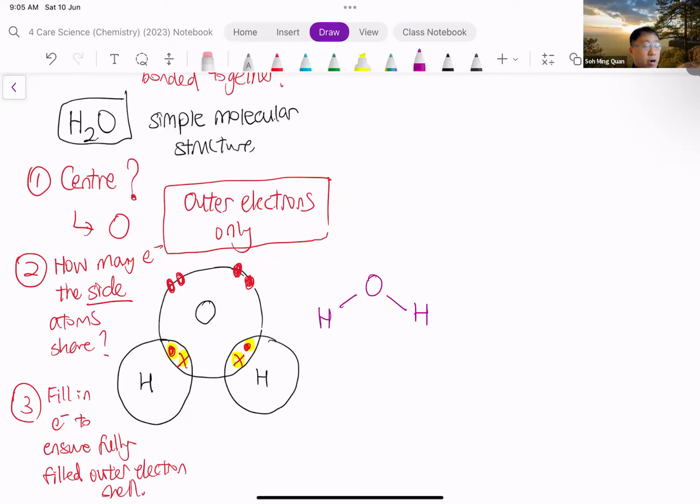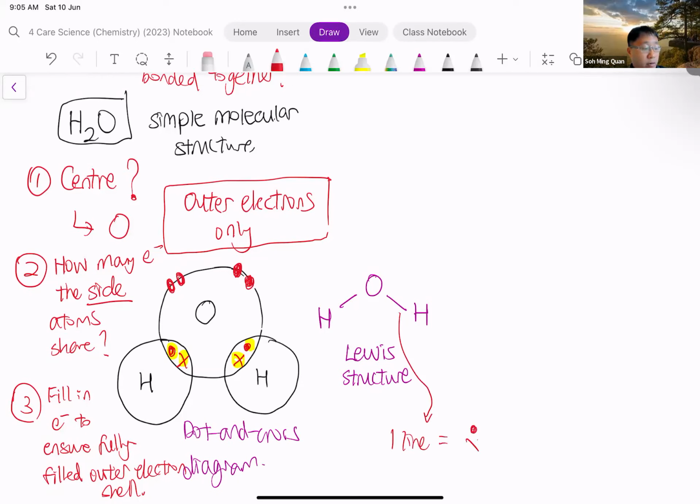Okay, now this is called the Lewis structure, named after the chemist who used this structure. Whereas the one on the left is called a dot and cross diagram. Okay, now the Lewis structure shows the covalent bond as a line. So every line, one line equals to one dot, one cross, meaning one pair of shared electrons. Again, one pair is 2 electrons.